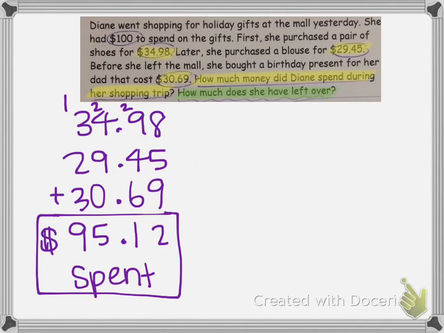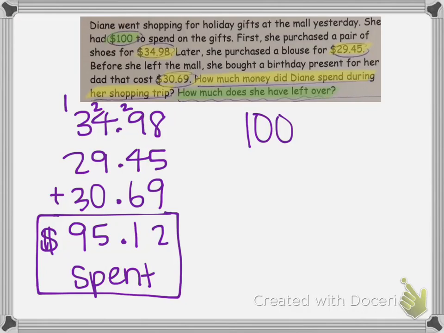So Diane spent $95.12 at the mall. Now I need to find out how much she has left over. So I'm going to look and see what other numbers I have in my problem. She started off with $100, so I'll highlight that one in green. So I know I need to use the $100 first. She started off with $100.